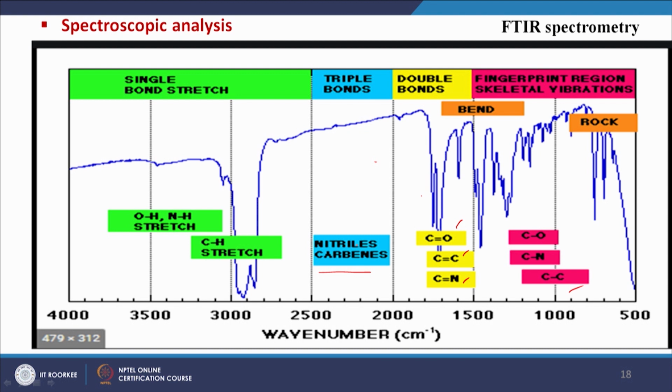So, there are some libraries also that tell at which wave number what type of compounds or what type of functional groups can be responsible, or can be available.